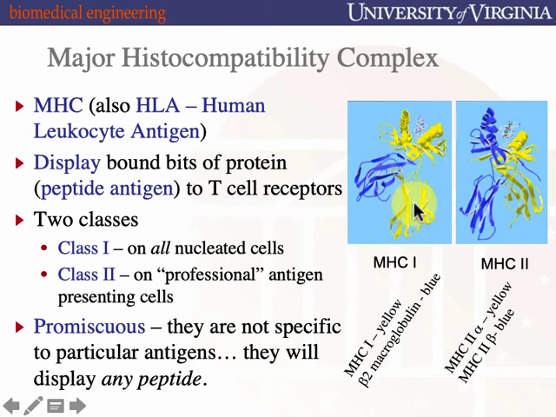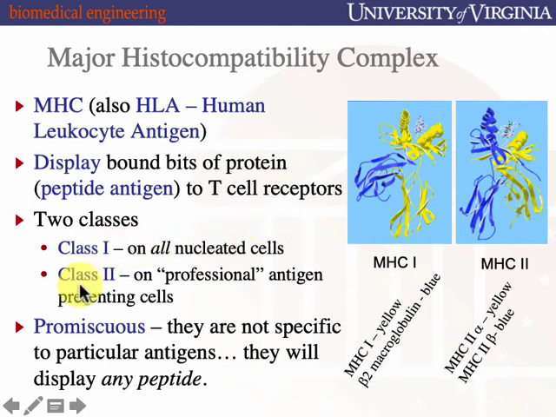MHC1 here is in yellow. Here's a critical cofactor known as beta-2 microglobulin. So this is a critical cofactor, and don't think that this is chain 1 and chain 2. MHC class 1 has only got one chain, but it co-binds this beta-2 microglobulin. MHC class 2 is comprised of an alpha and a beta subunit.